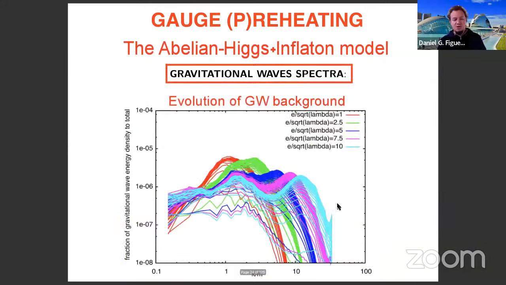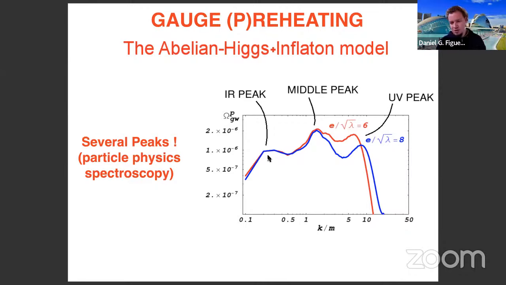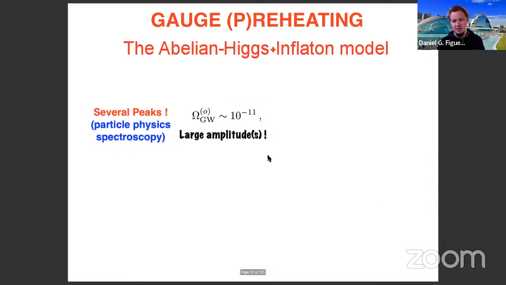If we were able to measure this background, imagine the power we would have, because we could do particle physics measurements, literally. Okay. How big is this background? Well, it can be rather large. Again, the omega gravitational wave spectrum today, the peak amplitude can be of the order 10 to minus 11, even slightly larger in certain choices.